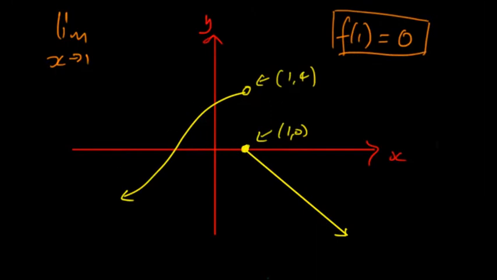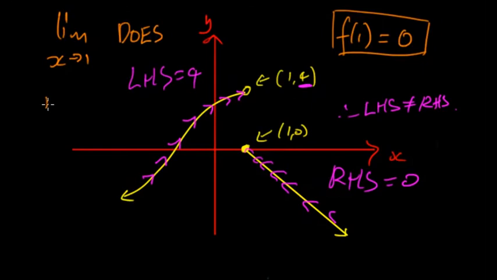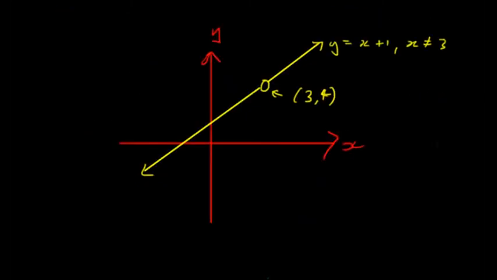So what does it approach though? Well, if we go from the left-hand side, if we come up, we come up, we come up, then we don't exactly go into that point, but it approaches 4. So we say left-hand side is equal to 4. What about the right-hand side? So we go right-hand side, and then it approaches 0. So as the left-hand side does not equal the right-hand side, so as they both don't approach one value, the limit does not exist.